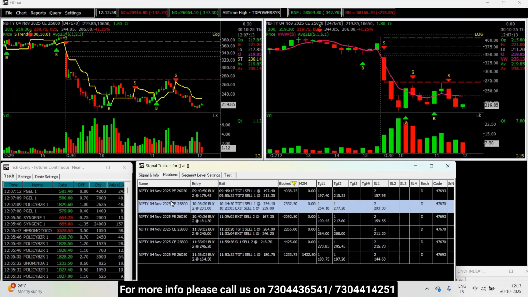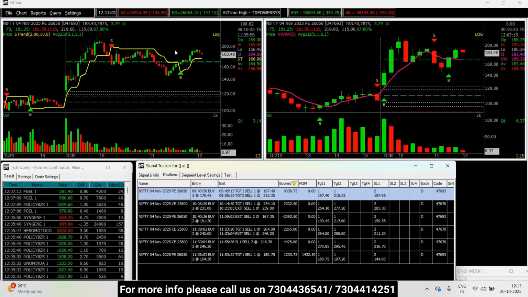I'll open this chart. So at 9:40, it depends on this buy signal, and then it continues the rally. It took an entry at 9:40 for the two lots, at 179 rupees. After that, one target got hit at 197 rupees automatically, and one at 215 rupees automatically. So it generated 4,000 rupees profit.